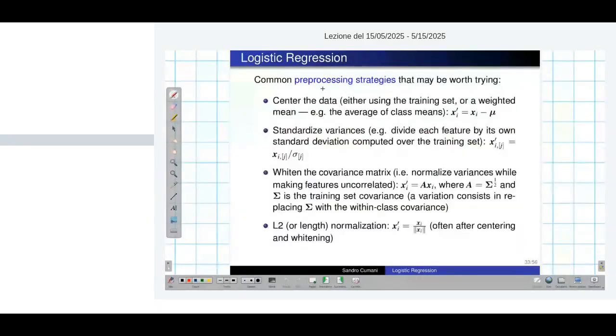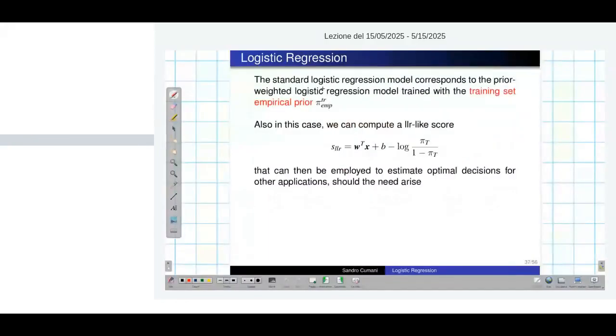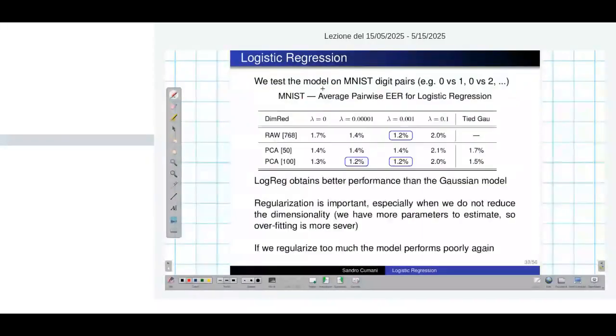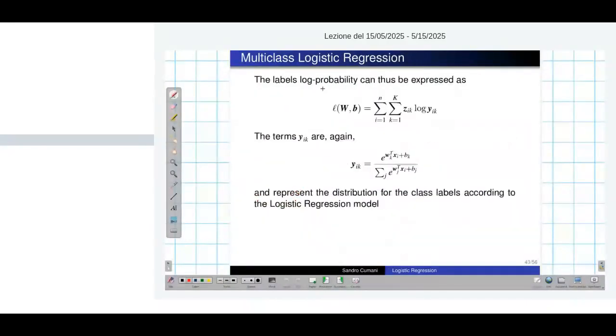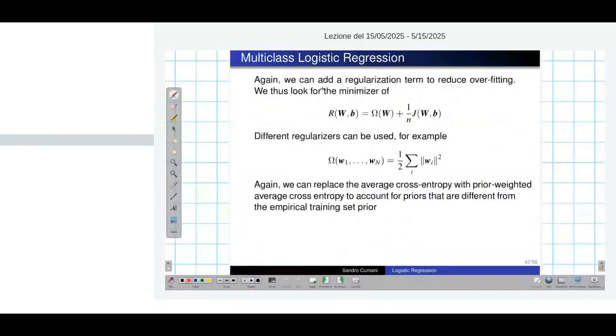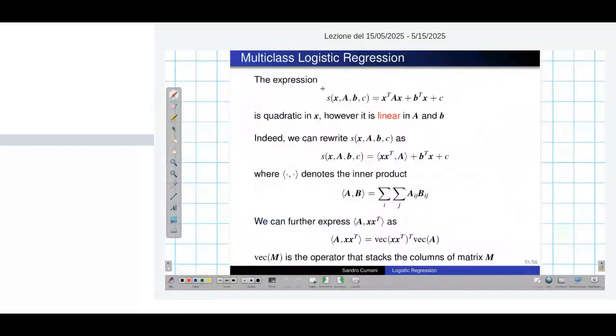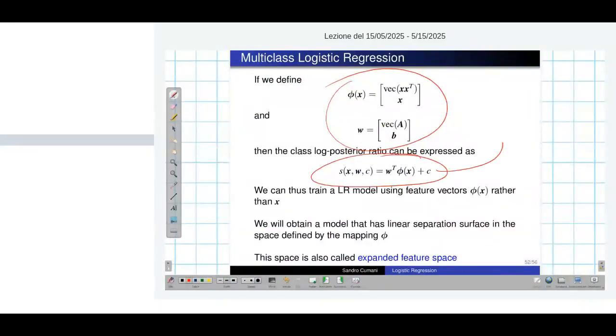Now, we have seen also last time how to extend the logistic regression to account for different priors than the training set priors, and how to extend the model to perform nonlinear classification. We've seen a way to perform nonlinear classification by doing what? Essentially, we saw that, for example, if we want quadratic separation surfaces, we can cast the problem as a linear model that employs a transformed version of our features. What does it mean? It means that we can cast a nonlinear classifier as a linear classifier with non-linearly transformed feature vectors. This is not necessarily the only approach.